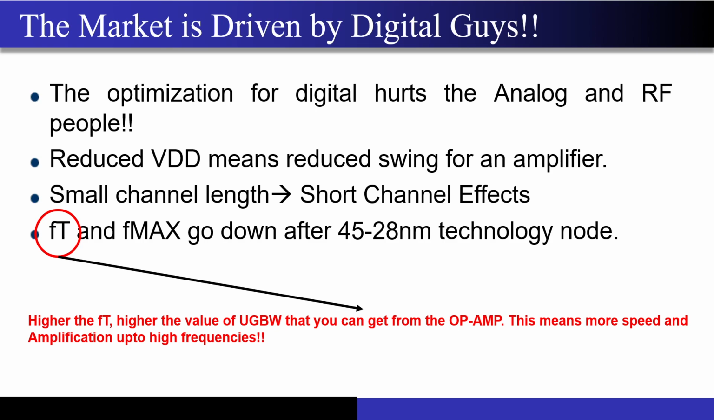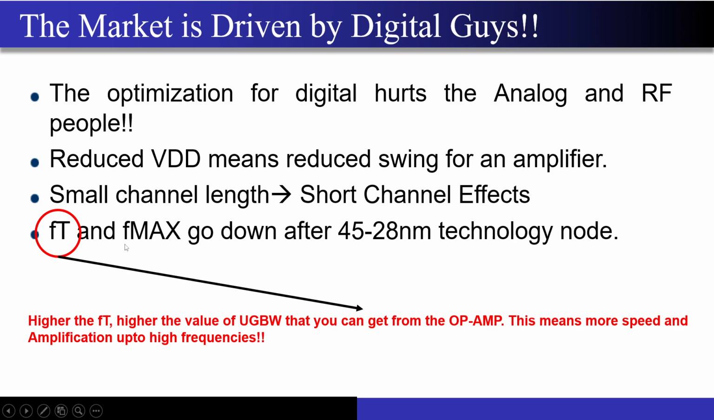So now if you keep on increasing the channel length, at one point you will hit a limit where your FT number will even drop below the desired unity gain bandwidth that you want from the amplifier. You don't want that to happen, because you at least want to keep some margin between the FT and the UGBW.